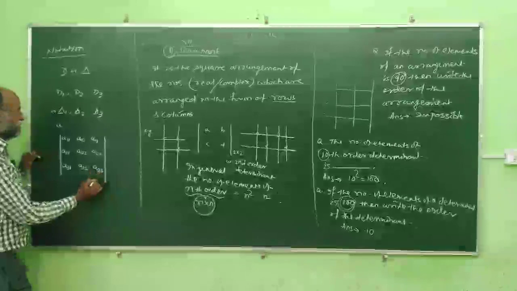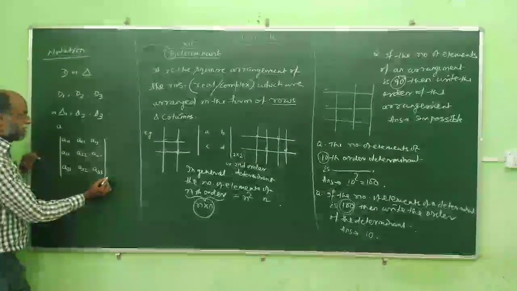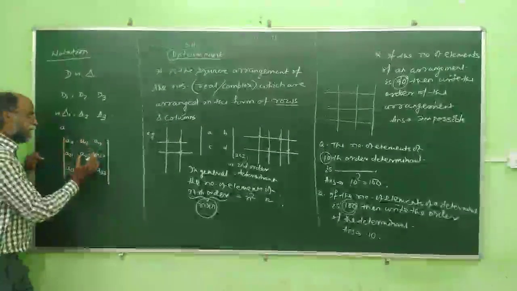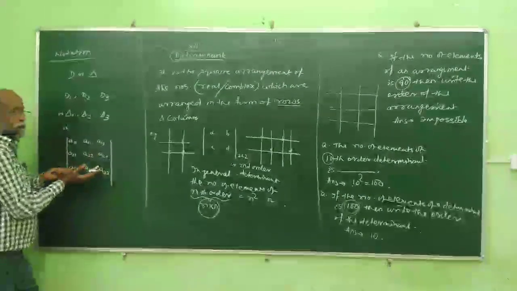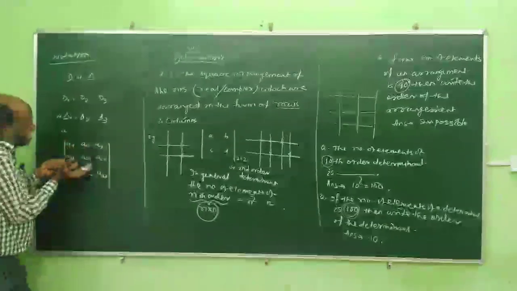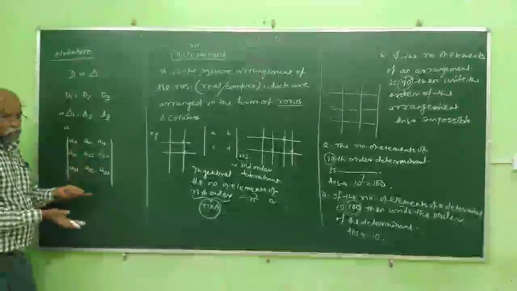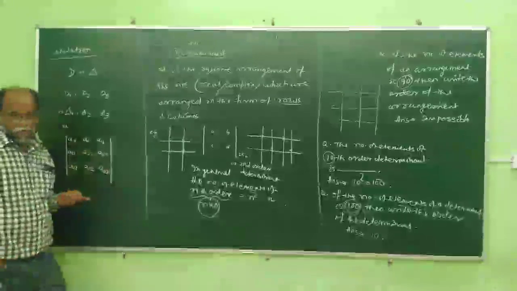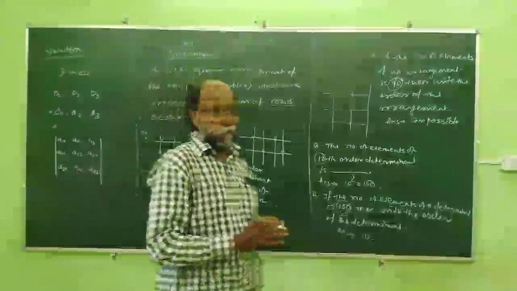And generally, here we are not writing the order because everybody can understand that it is a square determinant. So that means the number of rows is equal to the number of columns. So it is not necessary to mention the order here. Clear or not?